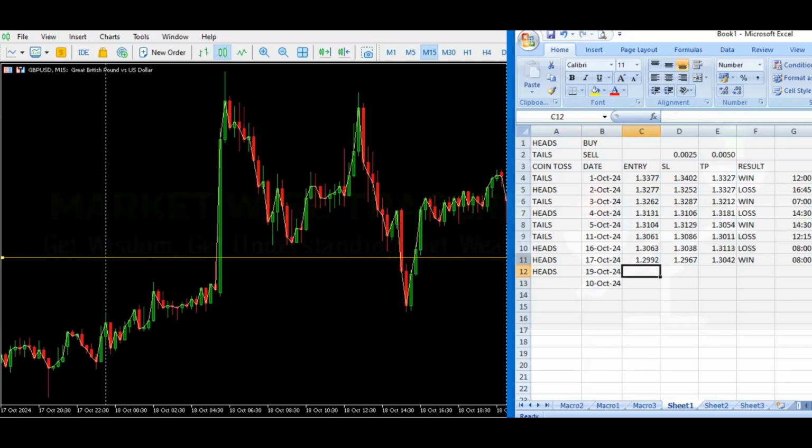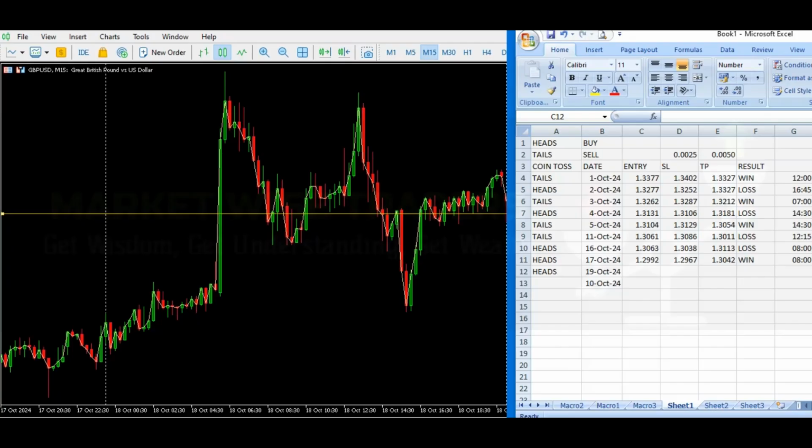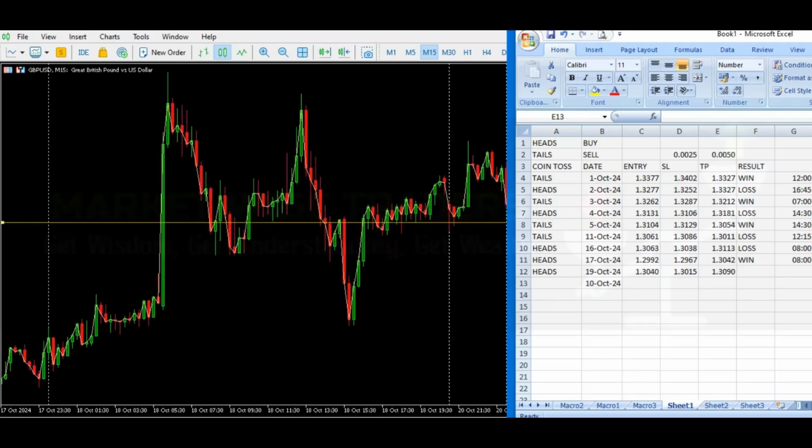And we're saying buy, and the price is somewhere over there, 130.40. That means my stop loss is below, at 130.15, and my take profit is above. Let's see what happens.